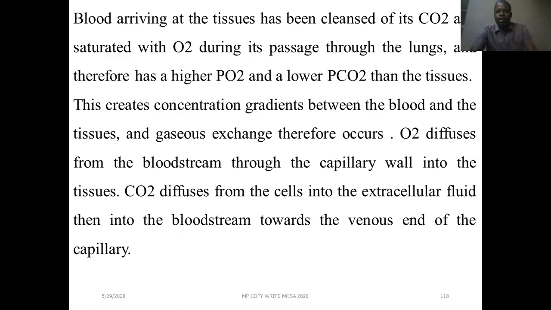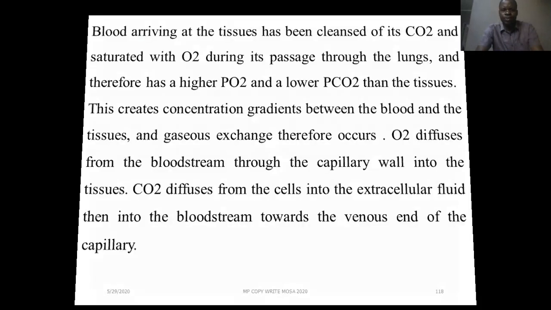And the tissues and gases exchange. O2 diffuses from the bloodstream through the capillary wall into the tissue. Then carbon dioxide diffuses from the cells into the extracellular fluid, then into the bloodstream towards the venous end of the capillary. So this explains the movement of gases during internal respiration.